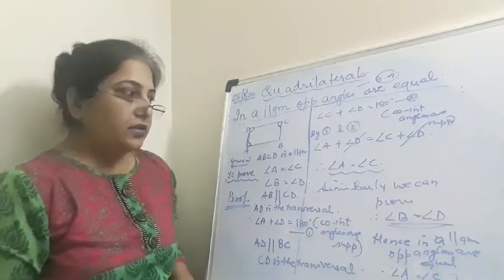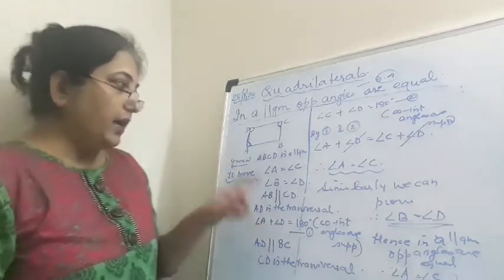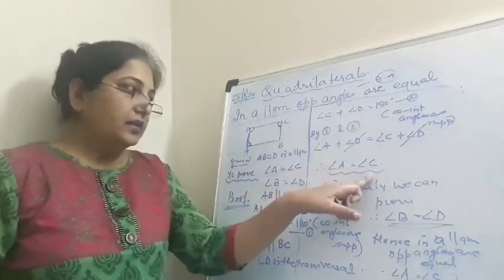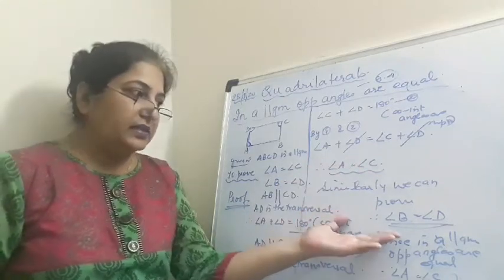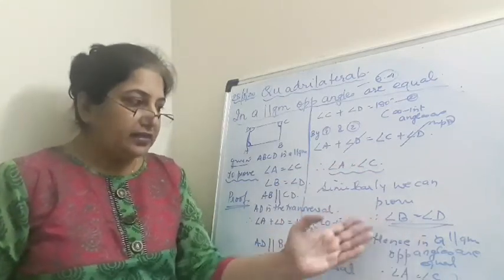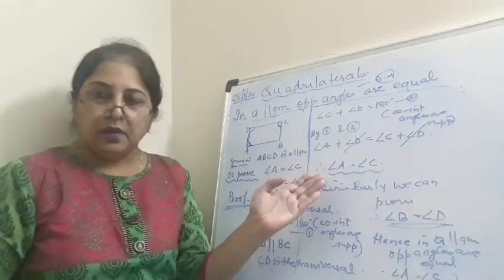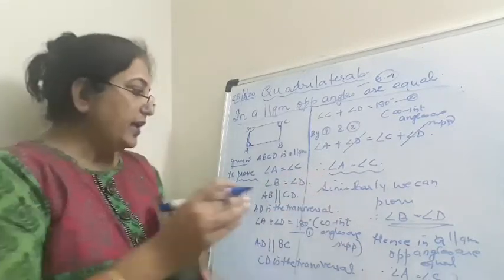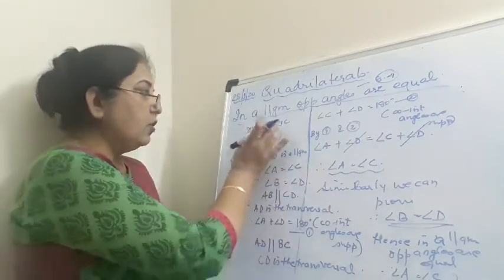So what you can do is, you can prove any one part. Angle A is equal to angle C. You can also prove angle B is equal to angle D, and you can write similarly for A and C. Did you follow what I am saying? So you can take any two combinations.